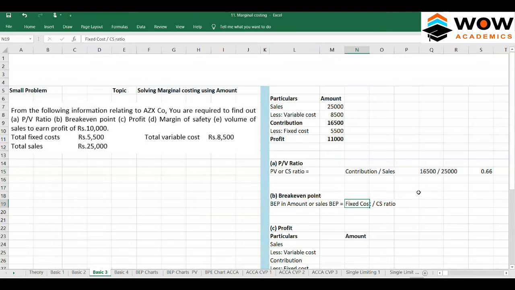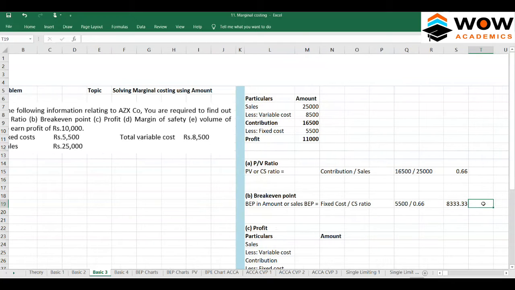So what's a break-even point? Break-even point in amount, that's what we are finding out. We cannot find it in units because no units are given. So break-even point in amount, or sales BEP, is fixed cost divided by CS ratio or PV ratio. Anything you can use. So let's get that answer. You can round it off.